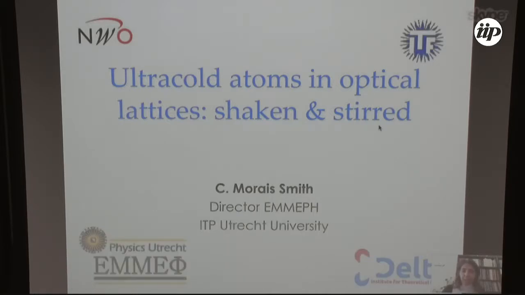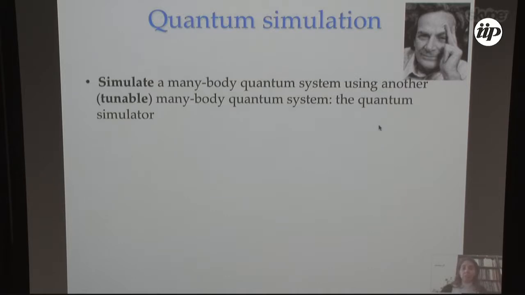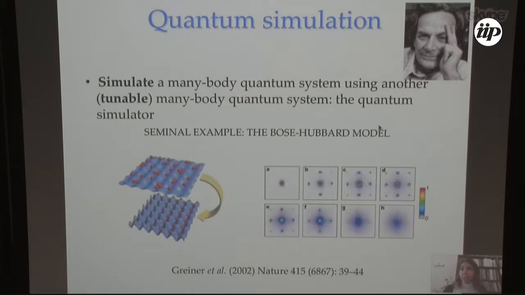Very good. So we have been involved in the ideas of Feynman and how to construct a quantum simulator, to use one many-body quantum system to simulate properties of another one, which is inaccessible or more difficult to realize. So you use one that you can tune to try to understand properties of the other. And ultra-cold atoms are ideal systems to play as quantum simulators. One of the seminal examples was the realization of the Bose-Hubbard model.